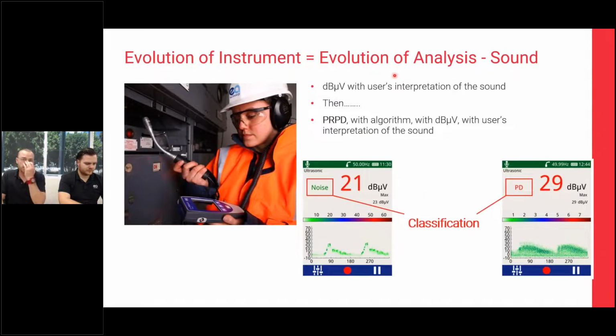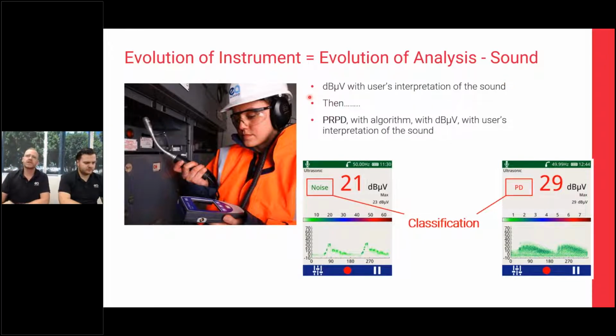Now with sound, the way we used to interpret sound with the older instruments was all you had was the decibel microvolt level and then the user's interpretation of that sound. So whether it sounded like PD, a lot of that was heavily weighted on the experience of the user and common problems with the switchgear.